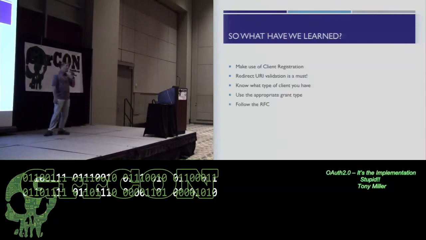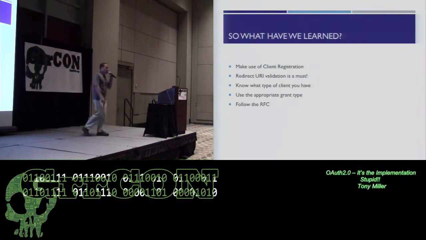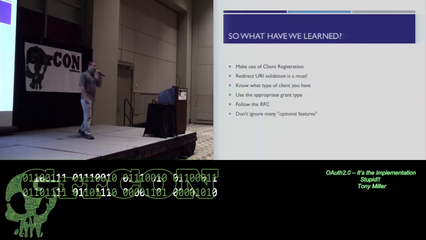Follow the RFC. I know it sucks. It's long. I read the whole thing repeatedly the first time I implemented OAuth2, and I read it probably six times before I stood up here and talked to you guys. But it is worth it, and there's a lot of information in there. I would recommend their threat model as well. The key there, though, is don't ignore those optional features.